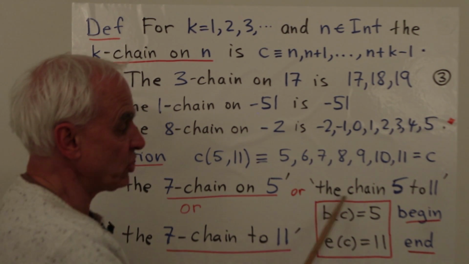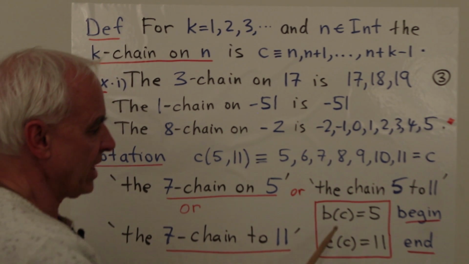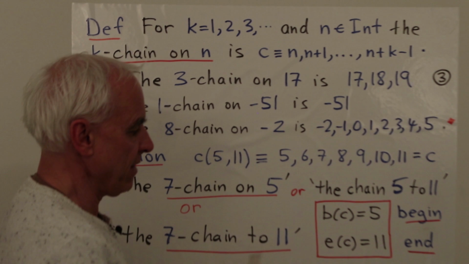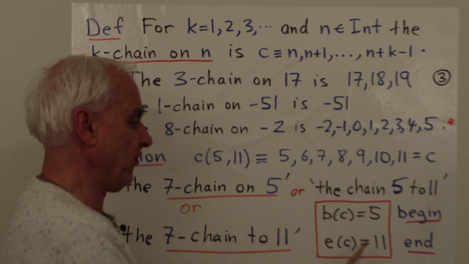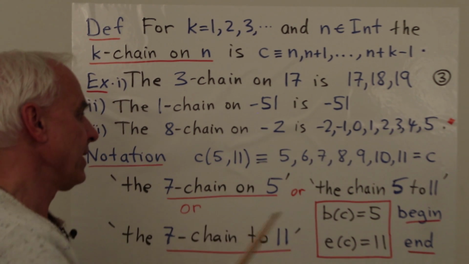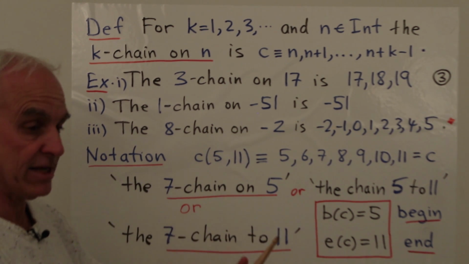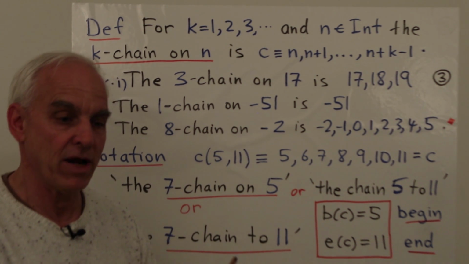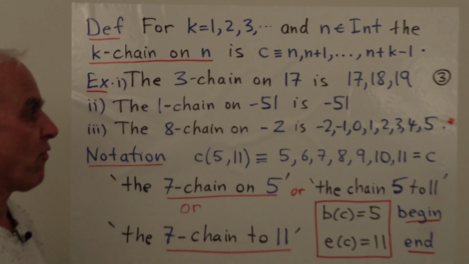Or maybe we could say the chain 5 to 11. So the chain has a beginning, which is 5, and an end, which is 11, and we could introduce B of C and E of C to denote those. So just some basic concepts having to do with this relatively simple idea of just a bunch of successive integers, one after the other, always increasing by 1, forming a chain.